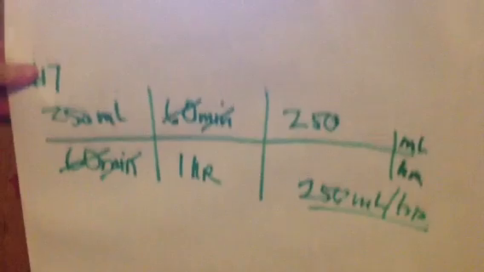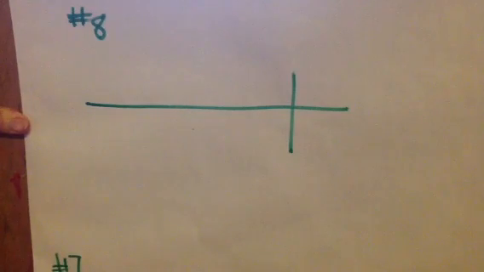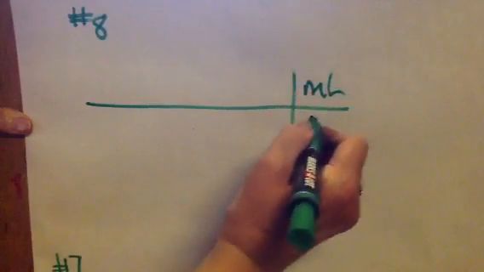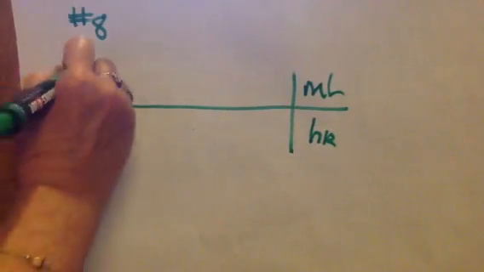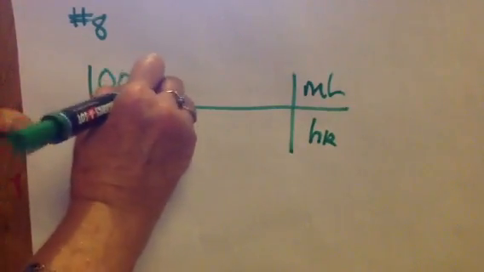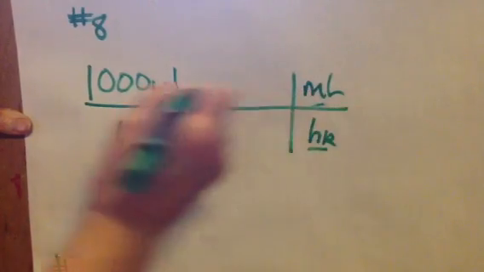Number 8. Here we're wanting to give 1,000 milliliters over 6 hours. So we're wanting to know what to set the pump at. So again, milliliters per hour is what we're solving for. We know that we want to give 1,000 milliliters in 6 hours. So we have our factors right here. We need to do no more.